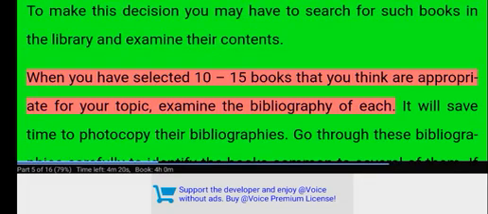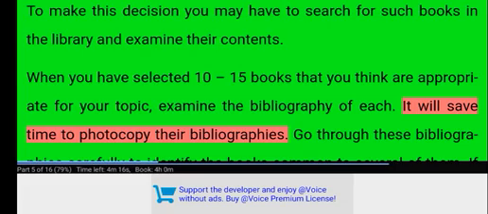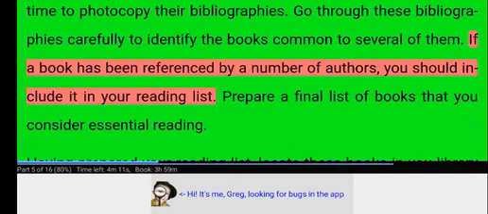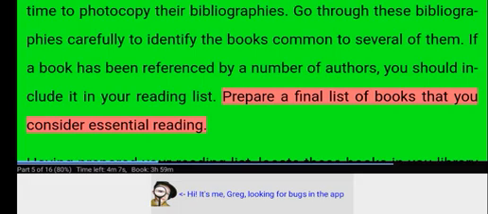When you have selected 10 to 15 books that you think are appropriate for your topic, examine the bibliography of each. It will save time to photocopy their bibliographies. Go through these bibliographies carefully to identify the books common to several of them. If a book has been referenced by a number of authors, you should include it in your reading list. Prepare a final list of books that you consider essential reading.